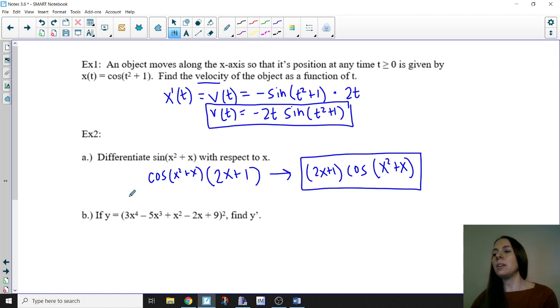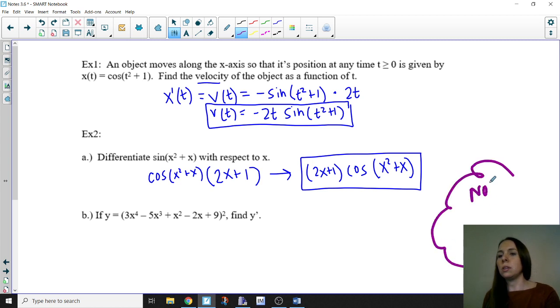If y equals the quantity 3x to the fourth minus 5x cubed plus x squared minus 2x plus 9 squared, find y prime. Okay, so this is like a twist on a really simple rule. It's like the first rule that students learn, at least in my class. Maybe I shouldn't use an arrow. Do a different color and do a little note out here. I want to show you something.